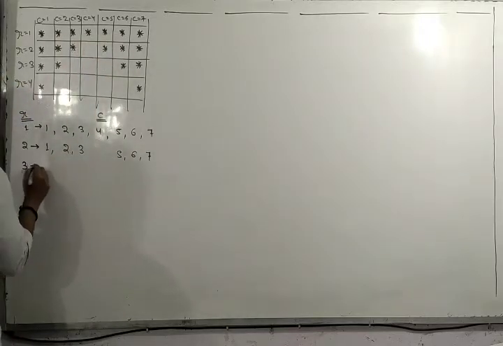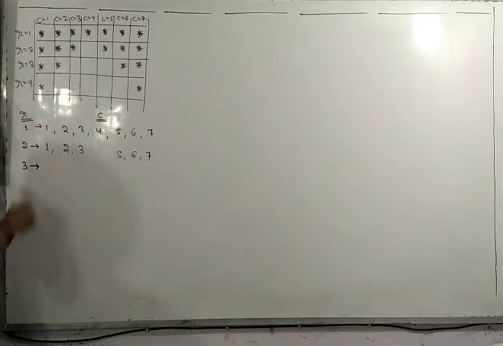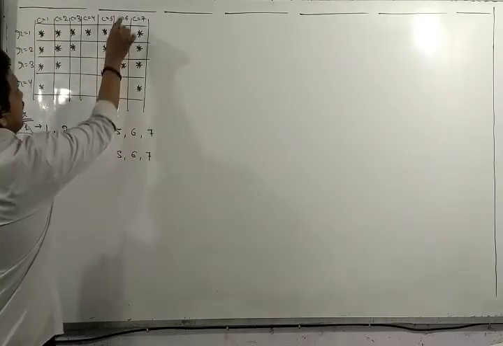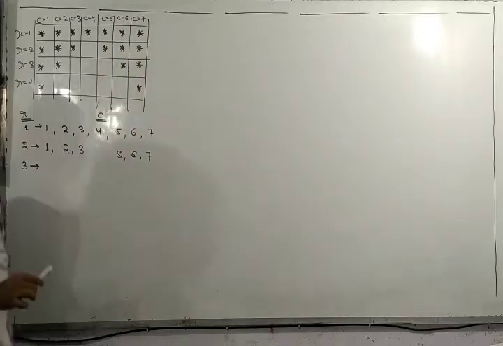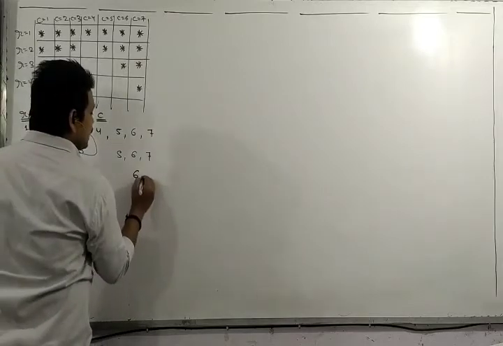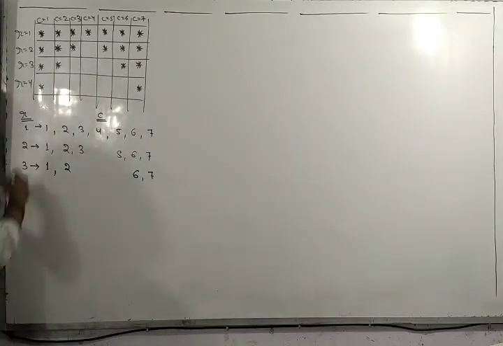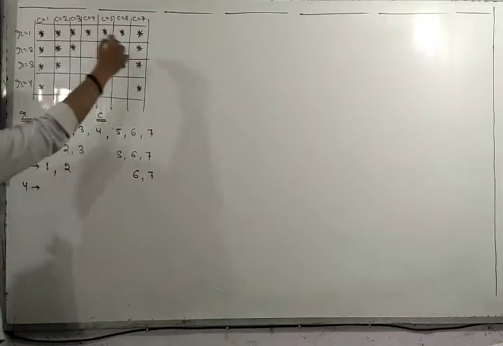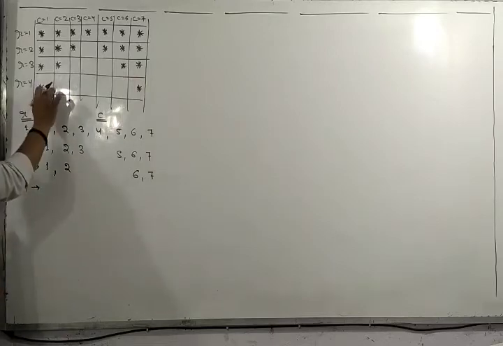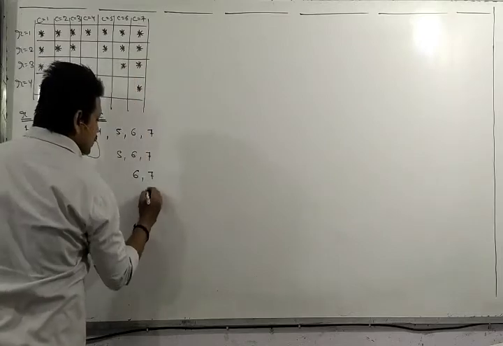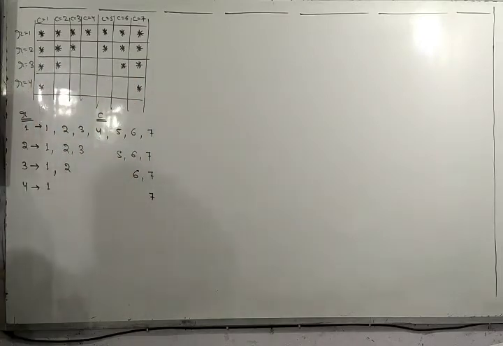Clear? Then when R is equal to 3, on which values of C the stars are getting printed? When C is equal to 1, when C is equal to 2, when C is equal to 6, when C is equal to 7. So I will write here 1, 2, 6 and 7. Now when R is equal to 4, on which values of C the stars are getting printed? When C is equal to 1 and when C is equal to 7.